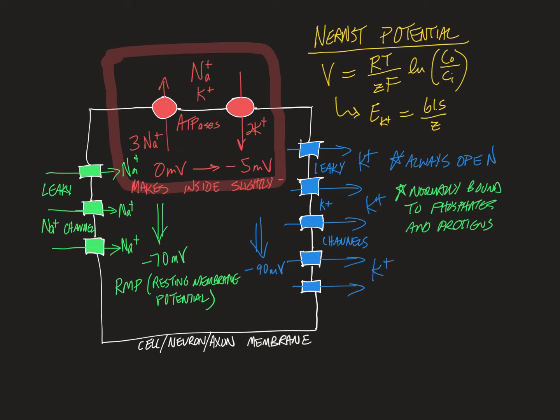So it's that RT. In normal conditions, this works out to be 61.5 over your Z number. And then you're going to have the natural log of the outside concentration and the inside concentration. That will vary in a number of ways, and it could be natural log or just regular log because with the ratios it doesn't matter. In this case, typical concentrations would be 5 to 150, and this works out to be the minus 90 millivolts.